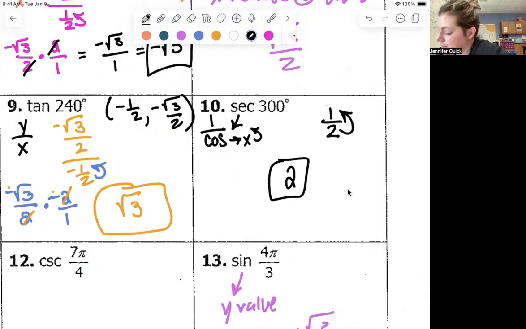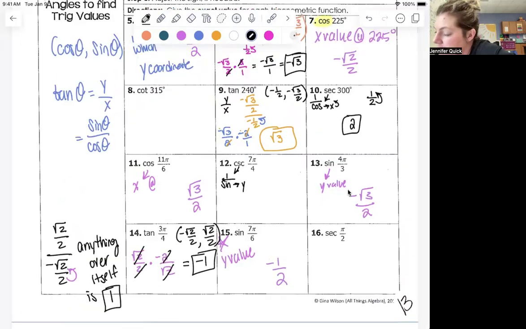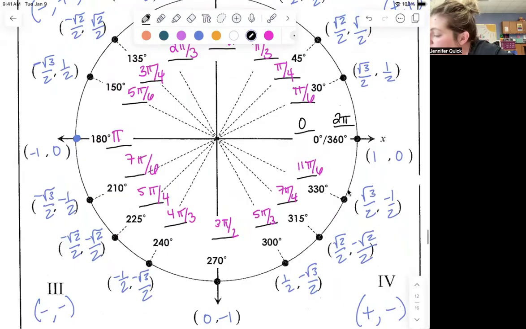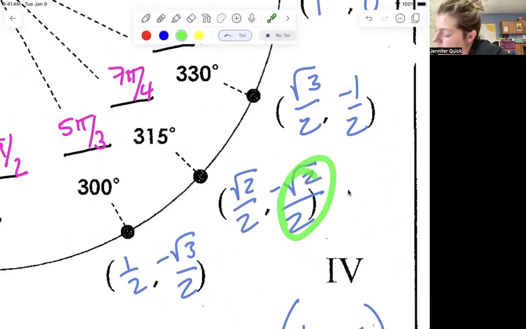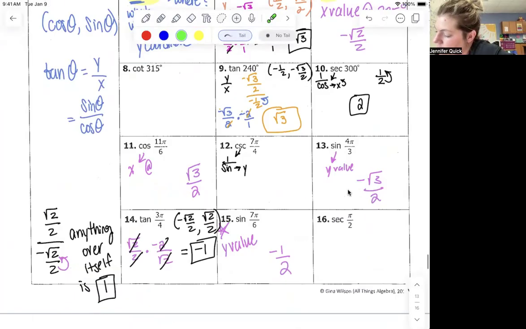How exciting. Okay. Cosecant of 7 pi over 4. So this is the reciprocal of sine. Sine is the y value. So when I get the y value, I'm going to flip it. So 7 pi over 4 is the radian. So here we go. We're going to find it. 7 pi over 4. Ooh, yes. Cool. I'm looking for the y value. That's this one. So negative square root 2 over 2.